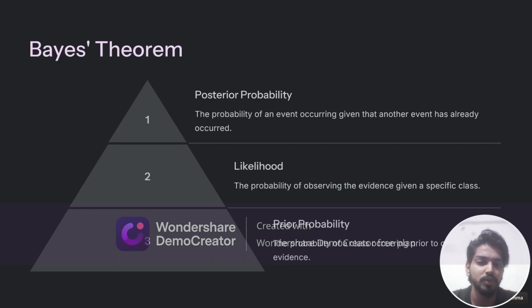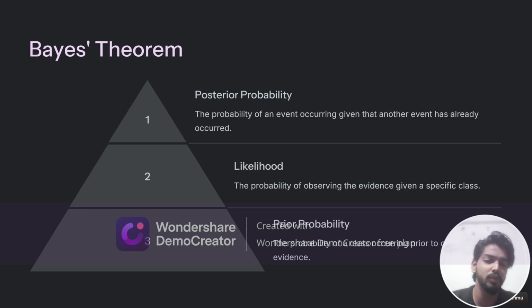Bayes theorem. So basically, the Bayes theorem is divided into three parts: posterior probability, likelihood, and prior probability. Posterior probability means the probability of an event occurring given that another event has already occurred.